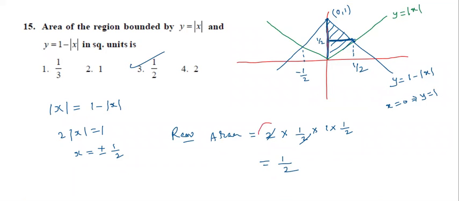So why am I taking 2 here? The total area is symmetrical about the y-axis, so the total area we need is 2 times one of the areas. So after calculation, we got the answer 1 by 2.